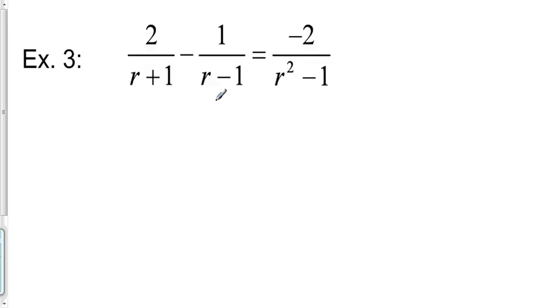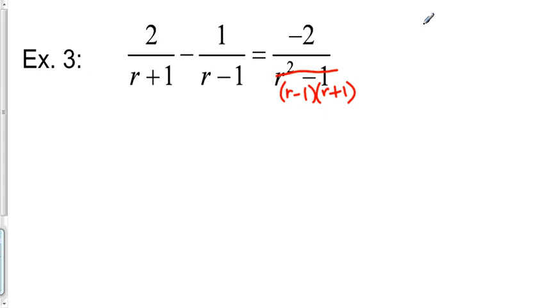Okay, let me show you a couple more examples. So this time we have r plus 1, r minus 1, and r squared minus 1 as our denominators. Okay, so what I would do, I notice that I've got a difference of two squares, so what I would do here is factor r squared minus 1.